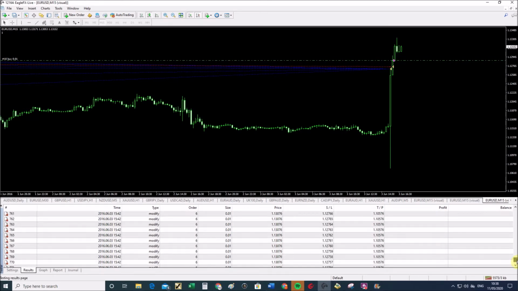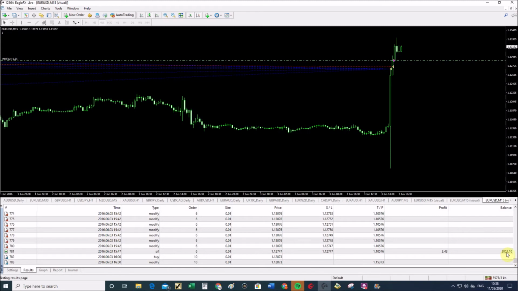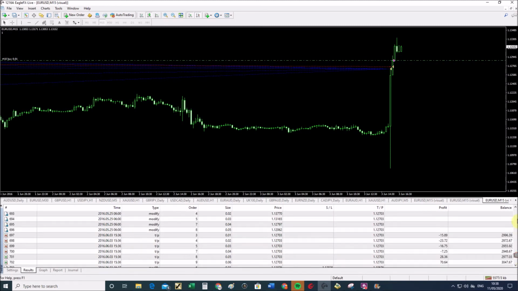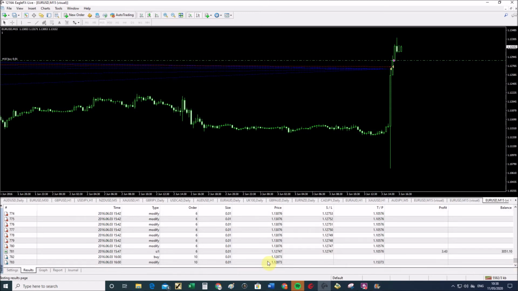And if we have a look at those trades there, we went in with which took the balance down to 2996, and then we're up to 3047 again after all those trades closed down. And then we just made £3 profit on the sell trade, which broke even.